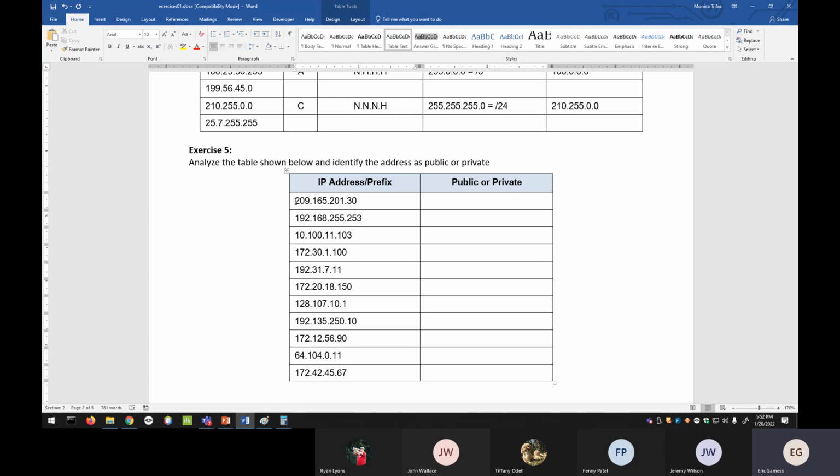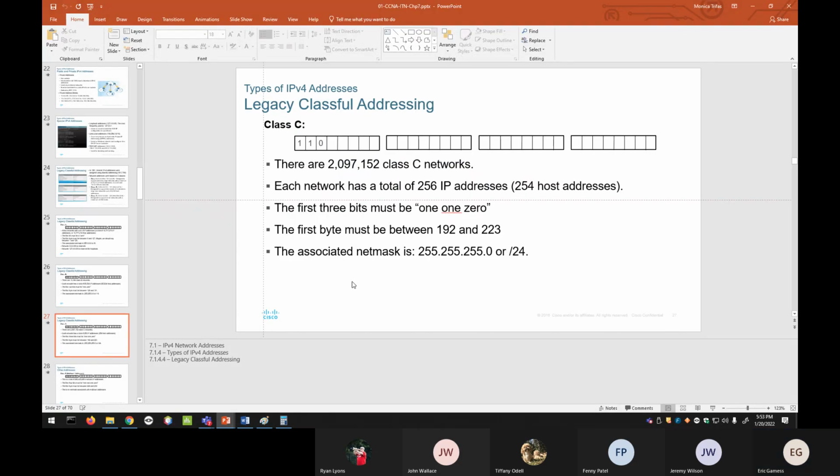Then we have a second block. It goes from where to where? 172.16.0.0 to 172.31.255.255. Then we have a third block that is private. It goes from 192.168.0.0 to 192.168.255.255. So we do have a slide on that. Let me show you.